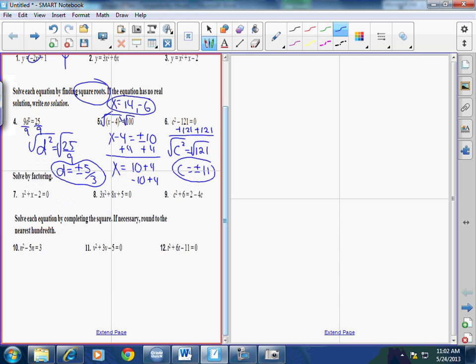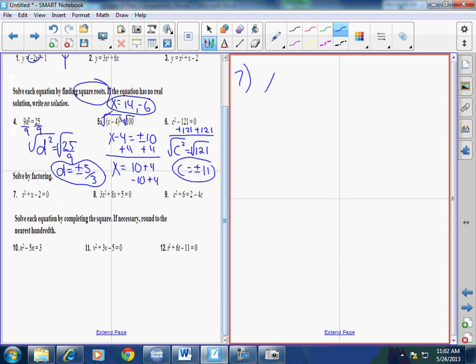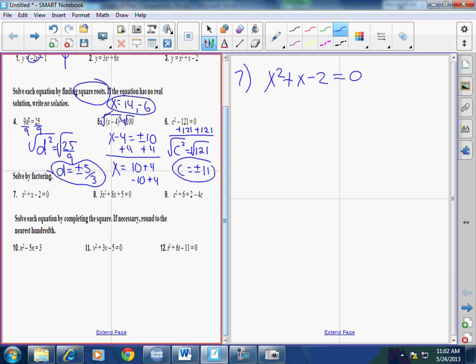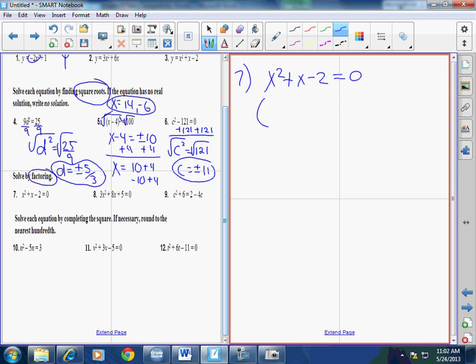Okay, number 7, I'll do over here because I don't have space there. I got x squared plus x minus 2 equals 0. It says specifically solve by factoring. And some of you, again, decided to do the quadratic formula. But I told you to do it by factoring.